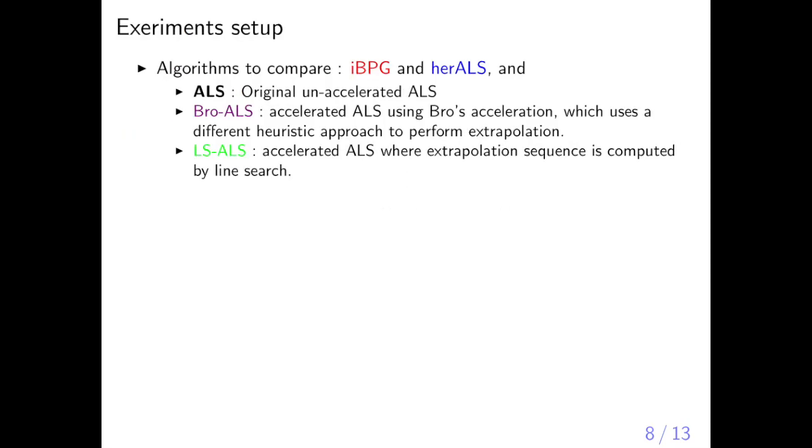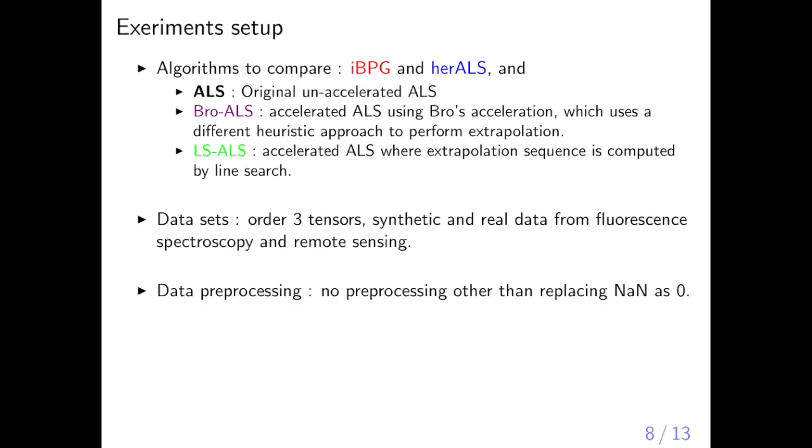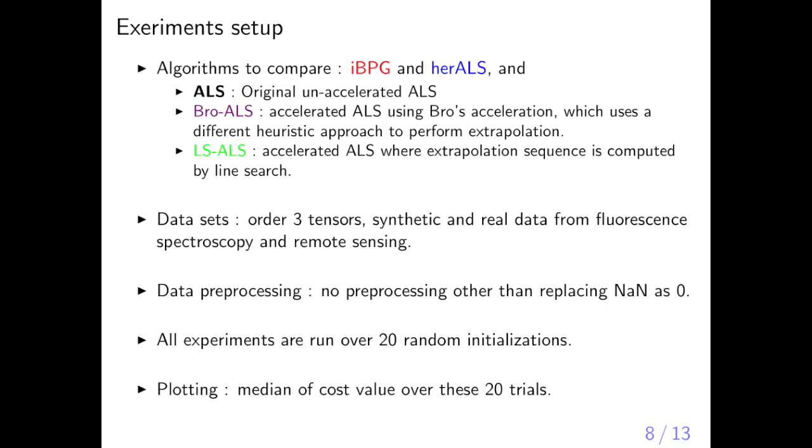Now we talk about experiments. We will compare 5 algorithms. They are IPPG, HER ALS, and also the original unaccelerated ALS, and 2 different accelerated ALS using different schemes. We will test this algorithm on both synthetic and real data. On real data, we perform no preprocessing other than replacing NaN values with 0. All the experiments are run 20 times and we plot the median.